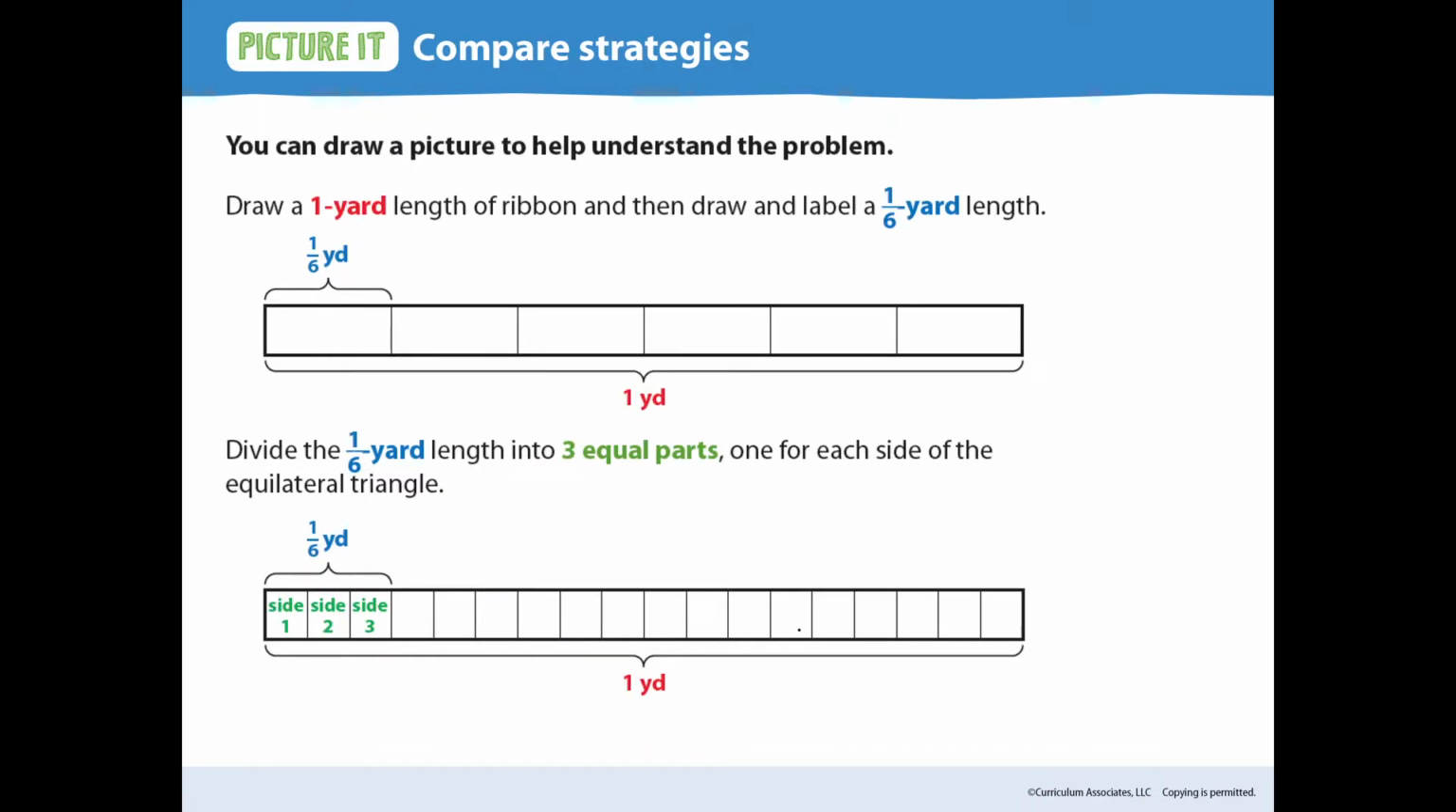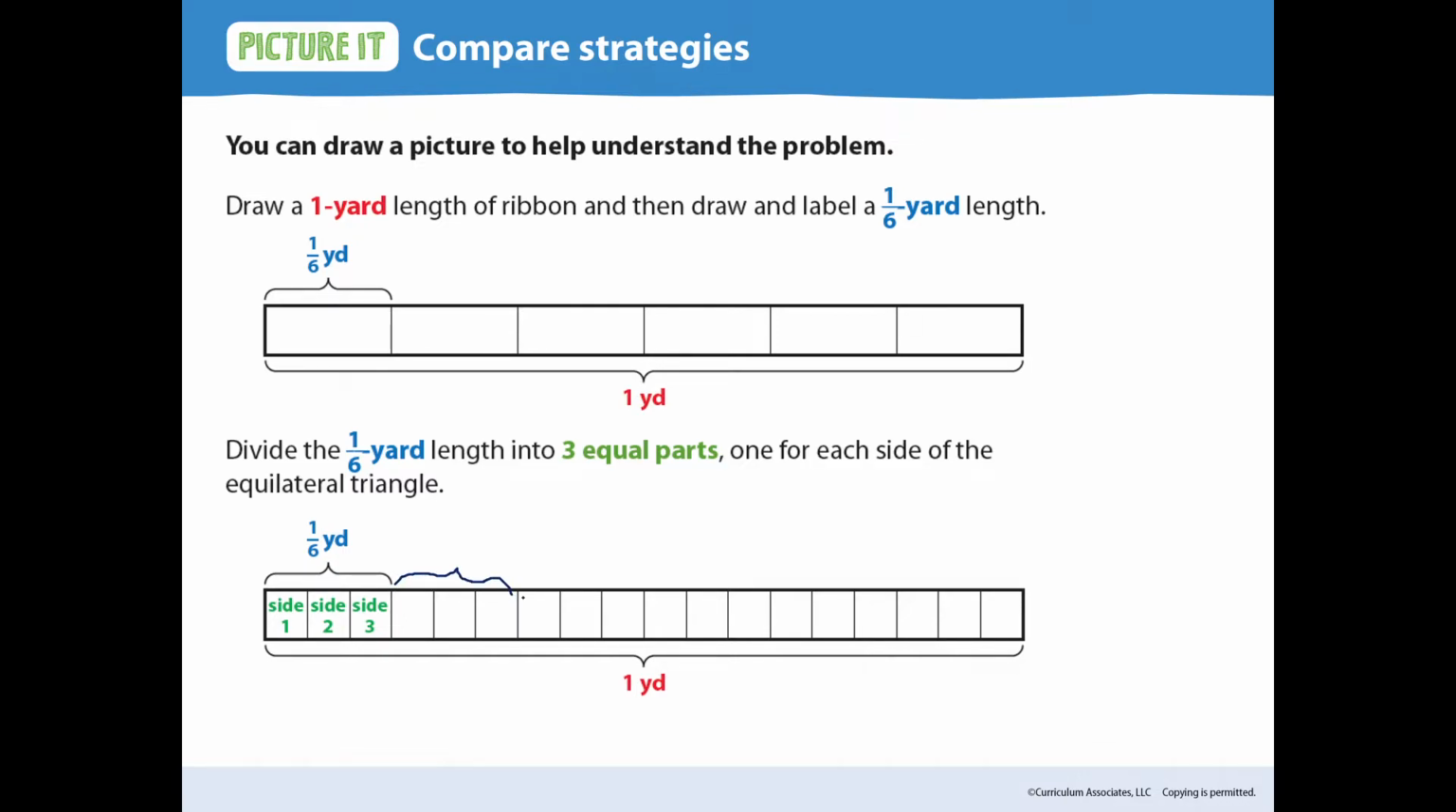Okay, we are going to look back over the Picture It strategies. The first one is using the diagram, drawing a picture to help understand the problem. Draw a 1-yard length of ribbon, and then draw and label 1/6 yard length. So here is 1/6 of the yard. Divide the 1/6 yard into 3 equal parts, one for each side of the equilateral triangle. So just like we did on the previous slide, we have our 1/6 piece, and we divided that into 3 parts, one for each side of the triangle. And then as you can see, we have the rest of our sixths here as well.